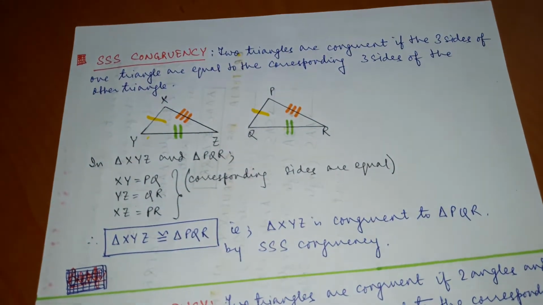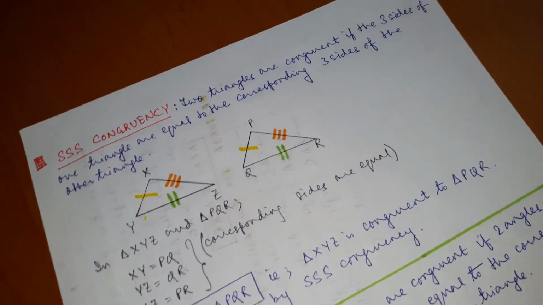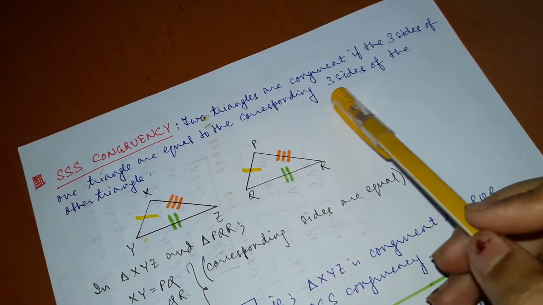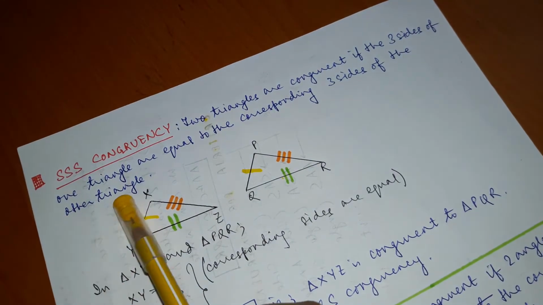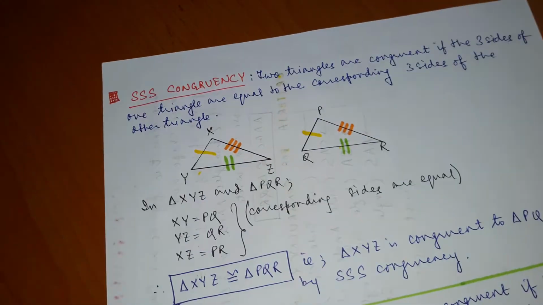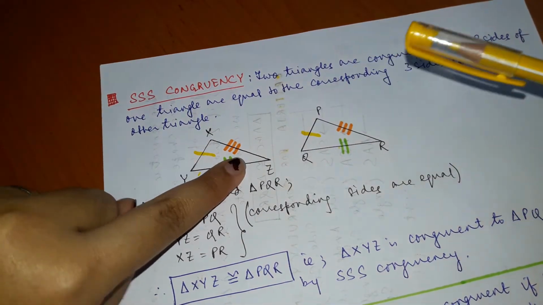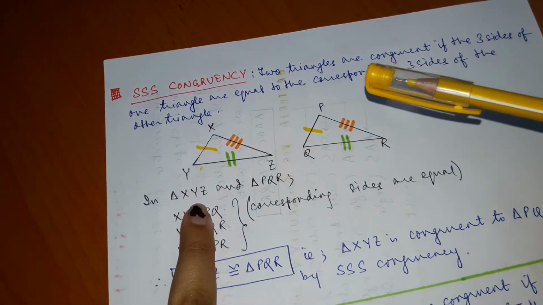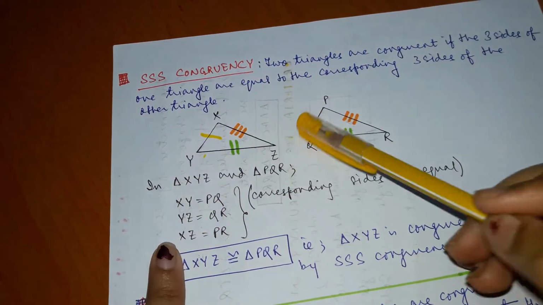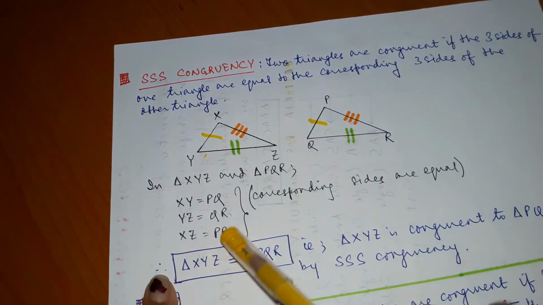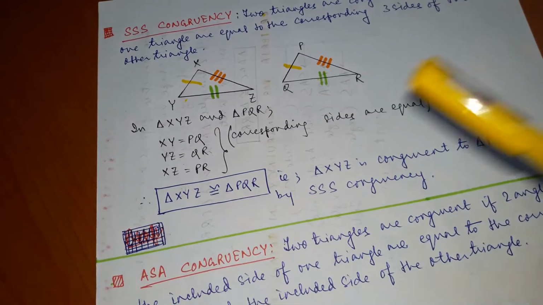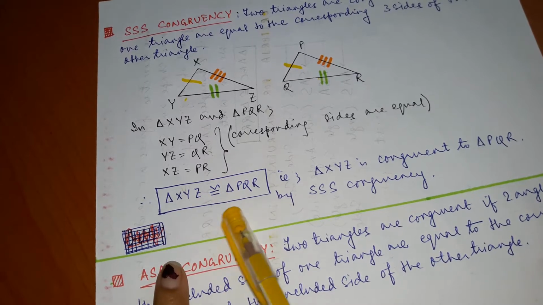So let us have a short recap. First of all, SSS congruency. Two triangles are congruent if the three sides of one triangle are equal to the corresponding three sides of the other triangle. So in triangle XYZ and triangle PQR, XY equals PQ, YZ equals QR and XZ equals PR. Corresponding sides are equal. So I can say triangle XYZ is congruent to triangle PQR.